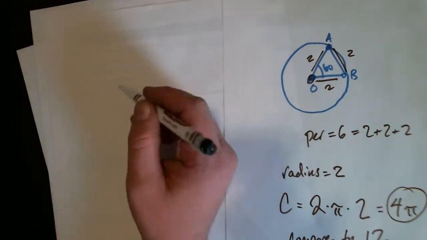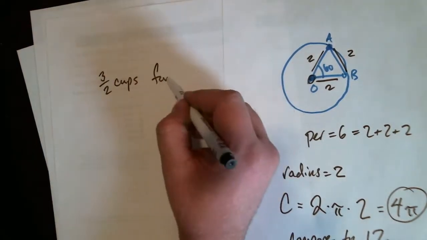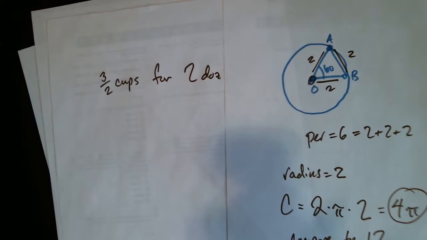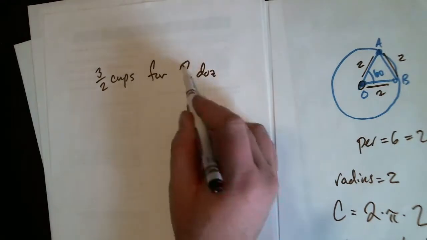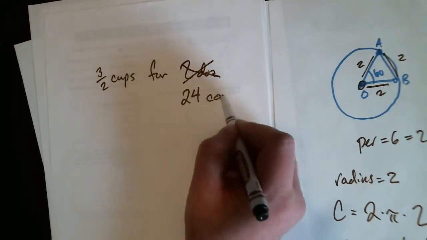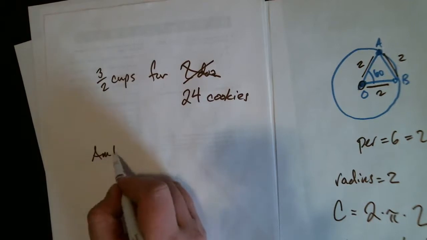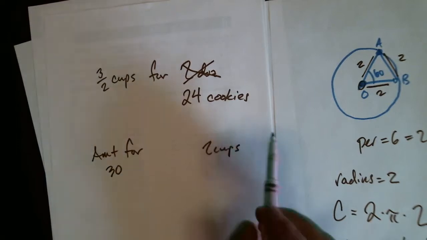Okay, so we need 3/2 cups for 2 dozen. And immediately, the word dozen, be thankful for being a native English speaker. So 3/2 cups for 2 dozen. Immediately, 24. We want to do this for 24 cookies. We need to compare the amount for 30 cookies to 2 cups. So, thoughts?